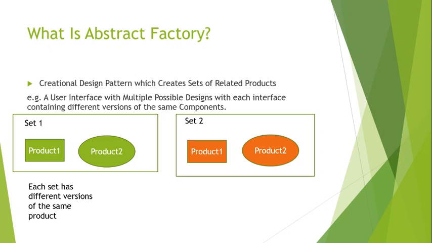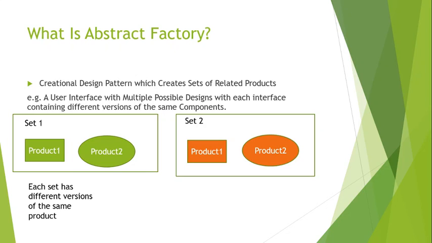This would be an example of a set of related products. Each interface would have different versions of the same components. Each component would be an example of a product. A component could be something such as text on the screen or user input.